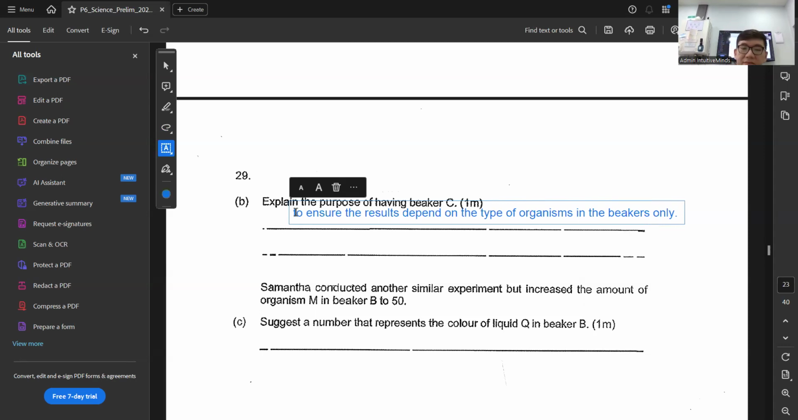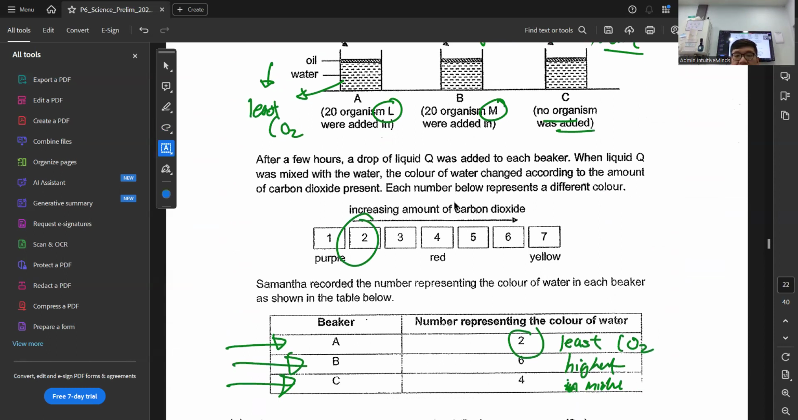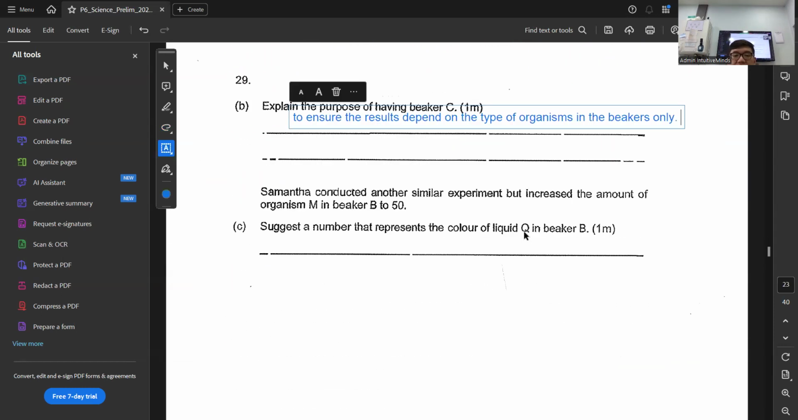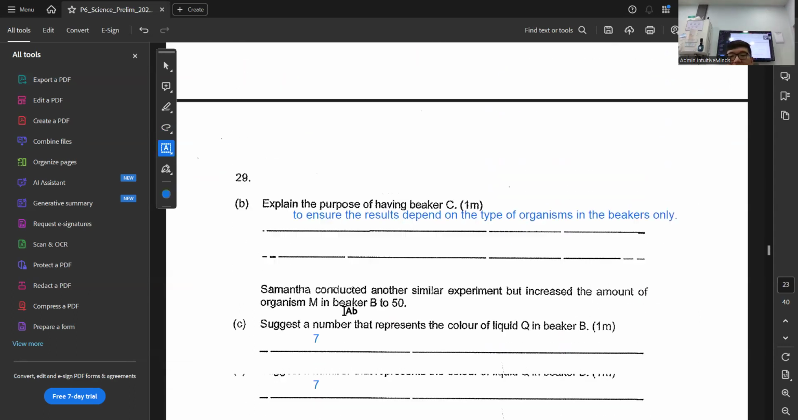Suggest a number. So organism M would be in this one. Currently it's at 6. Suggest a number, and then it increases, right? It increases by an amount of 5%. Okay, we're done for one question.